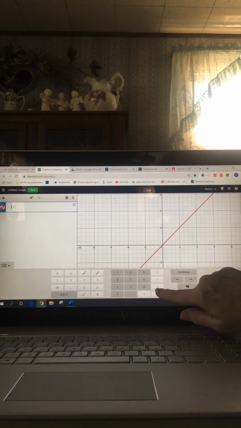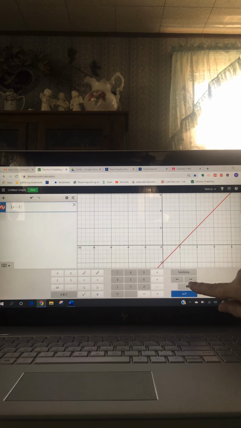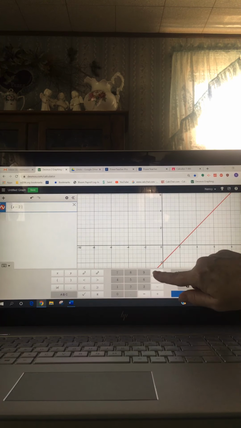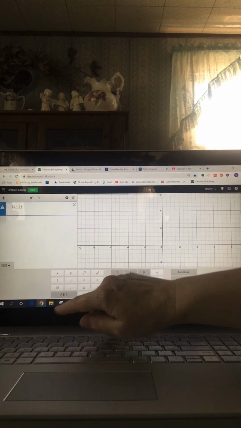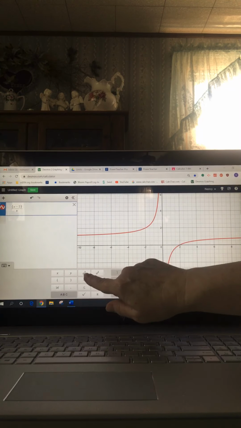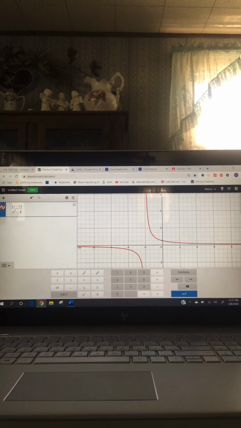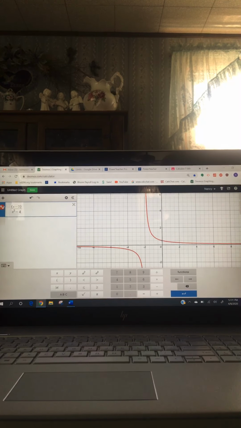So I have x minus 2. I can choose to close the parenthesis, or I can right arrow out of the parenthesis, divided by, and now I'm going to go to x, and here's my square key, minus 4. Now, if you're using your computer, you can use the keys on your computer.